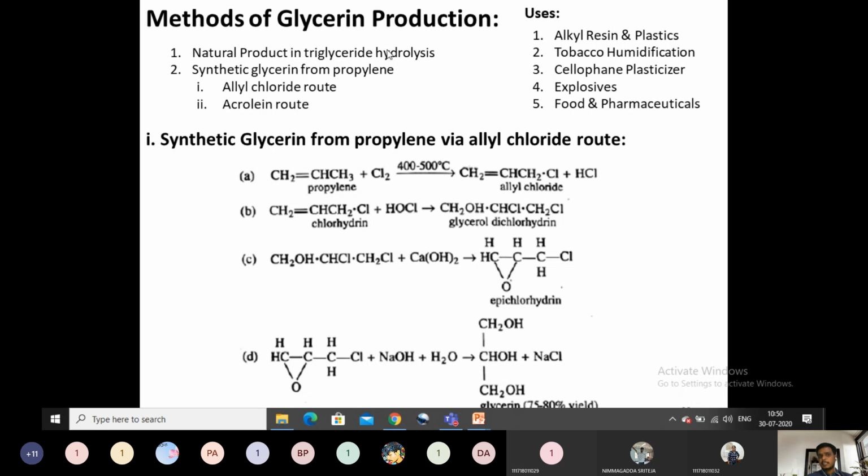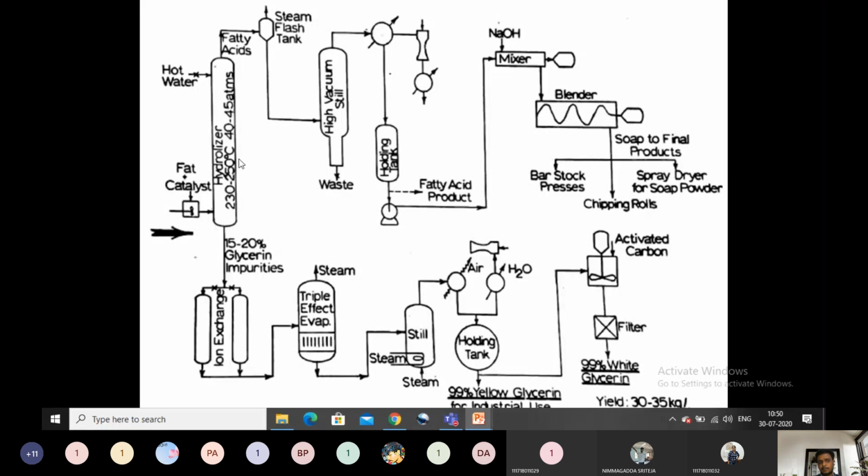Naturally, glycerin can be obtained from the triglyceride composition during fat splitting. After the fat splitting, the co-product or side product obtained is glycerin. Here 15 to 20% glycerin will be there and the rest will be water. This 15 to 20% glycerin in water is known as dilute glycerin, and it is referred to as sweet water.